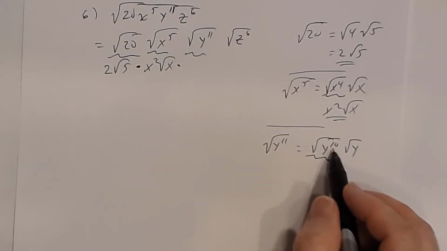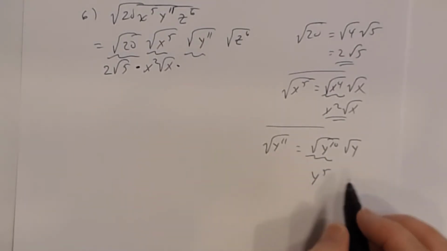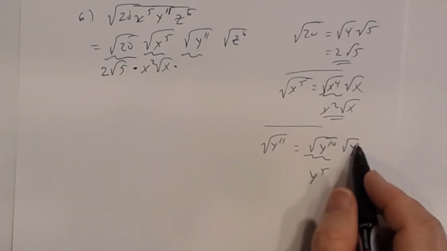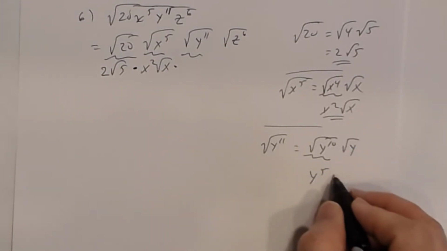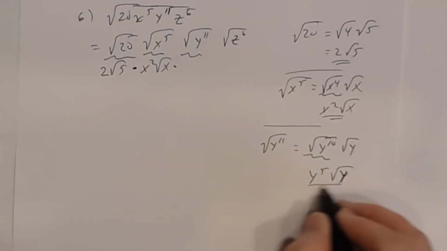And notice, what's the square root of y to the 10th? What times itself is y to the 10th? The answer is y to the 5th. 10 divided by 2 is 5. Can I simplify the square root of y? The answer is no, because 1 is less than 2, the index. So all I can do is just rewrite it. That's a y. So that goes here.